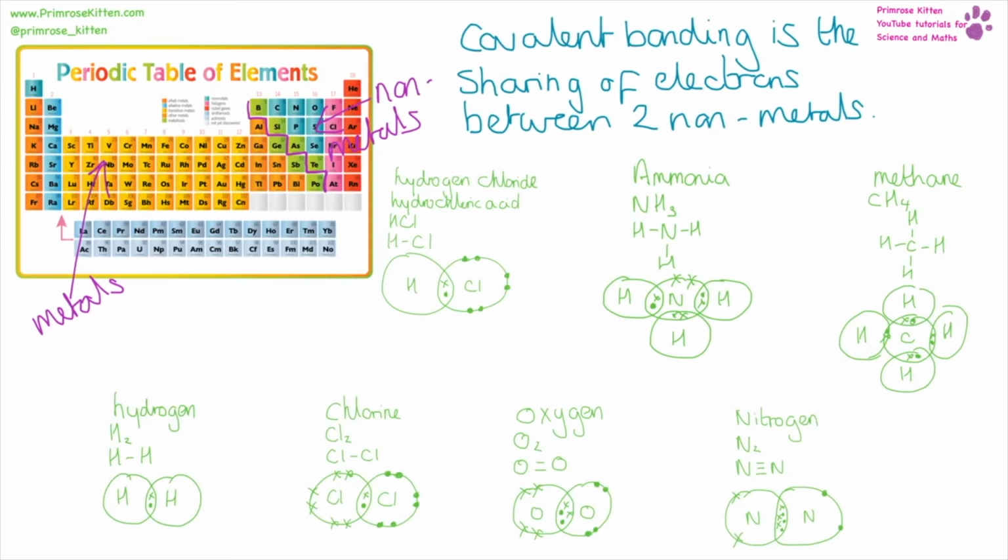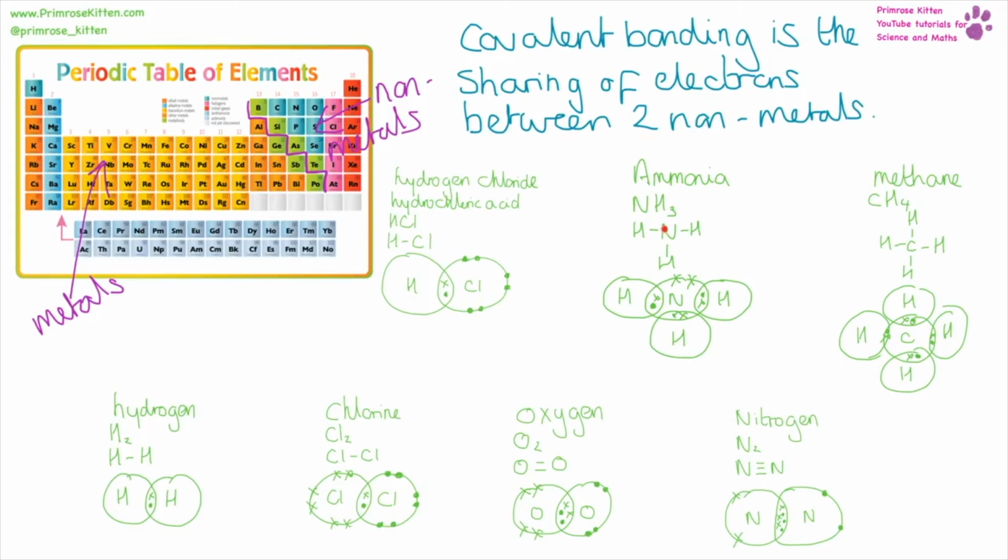Covalent bonding is the sharing of electrons between 2 non-metals, these up here. And these are the common ones you need to know how to draw. For each of these, you need to be able to give the name, the formula, be able to draw it with lines, and be able to draw the dot and cross diagram. So hydrochloric acid or hydrogen chloride, 1 element of hydrogen, 1 element of chlorine.